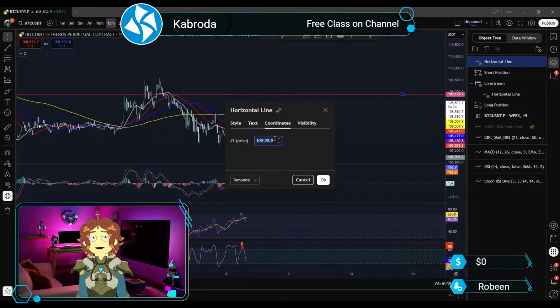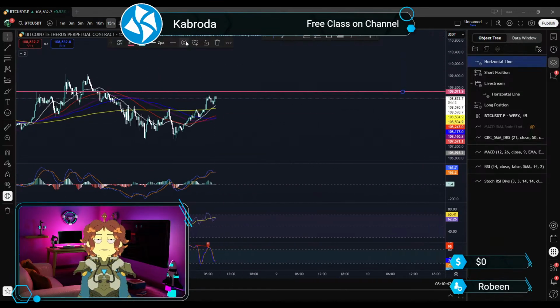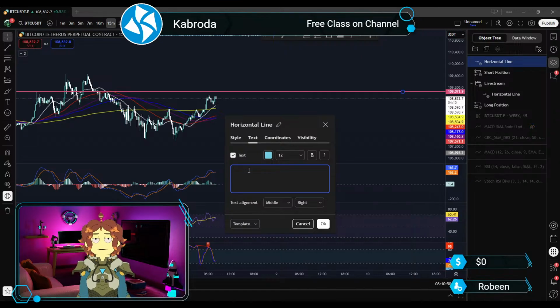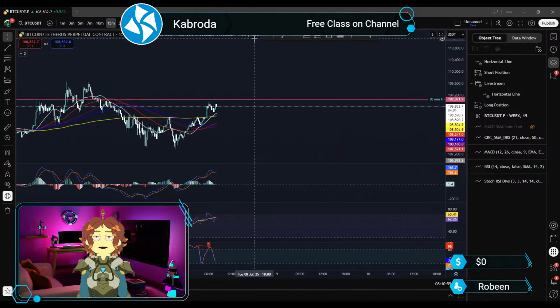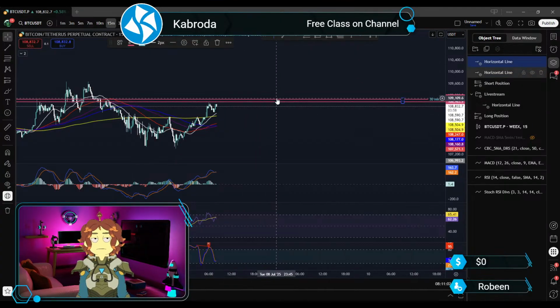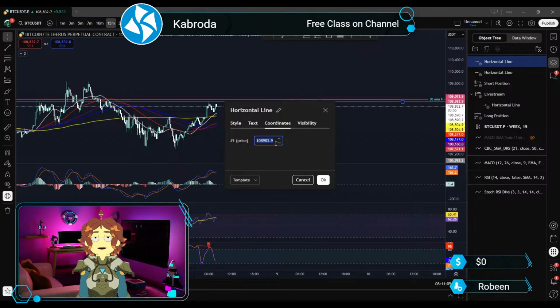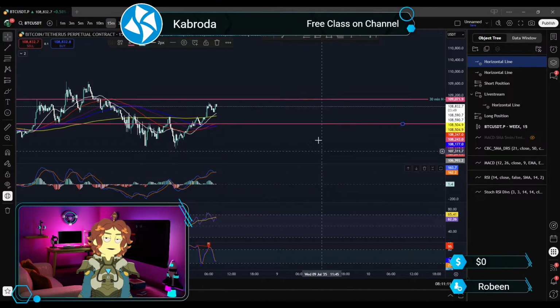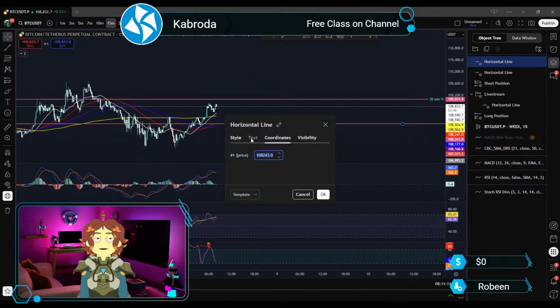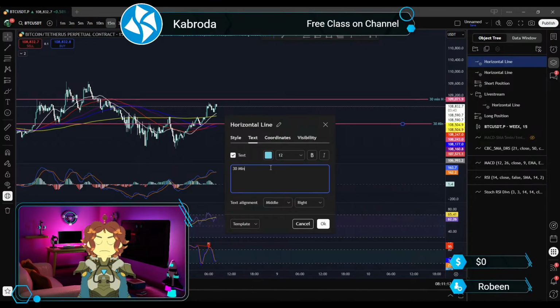Our coordinates for the first one are 109,071.9. Okay, so we got that one on there. Go ahead and label that one 30-minute high. Then we'll throw on the 30-minute low, same thing. It's going to be 108,243, and the text is going to be 30-minute low.